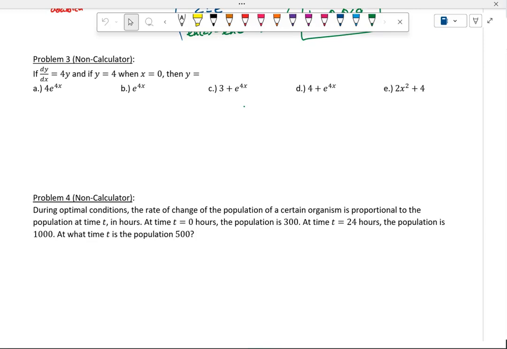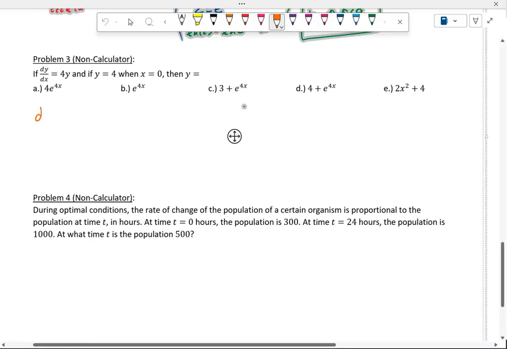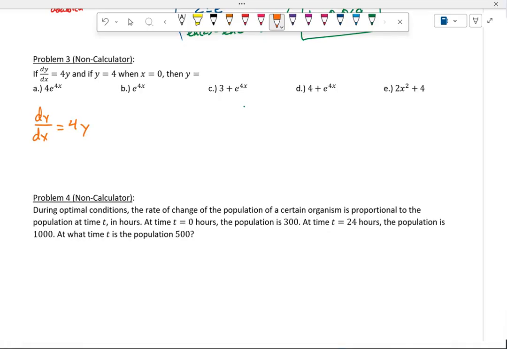All right, let's go ahead and do this. So we have dy over dx equals 4y. That's definitely directly proportional. So since it is directly proportional, what is our general solution? Maddie, what would be our general solution since that's directly proportional? C times e to the 4x, yep, because 4 is our k.